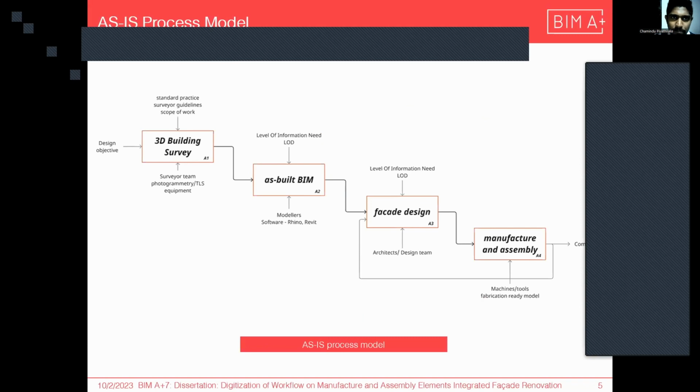So in the as-is process model, there are 4 main stages, which start with the 3D building survey, and then move on to creating the as-built BIM model with the survey, and we can do the facade design, then move on to the final stage, which is the manufacture and assembly stage.